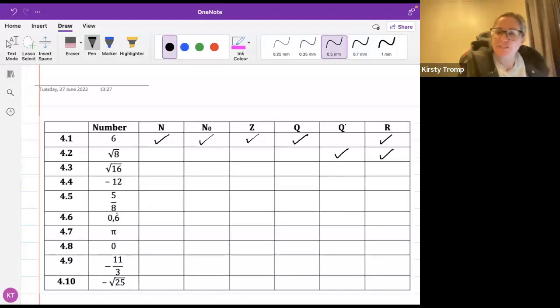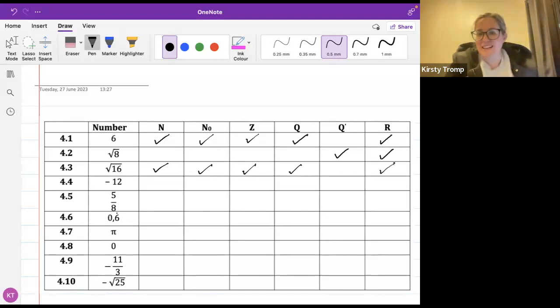Thank you so much. I feel like because you only had to tick 2 there, let's do the square root of 16 together as well. Let's go. It's a natural number. Good. It's a whole number. Fantastic. It's an integer. Great. It's a rational number. Good. And it's a real number. Well done. Nice. Thank you so much. Well done.